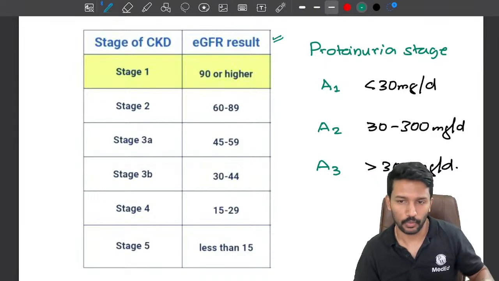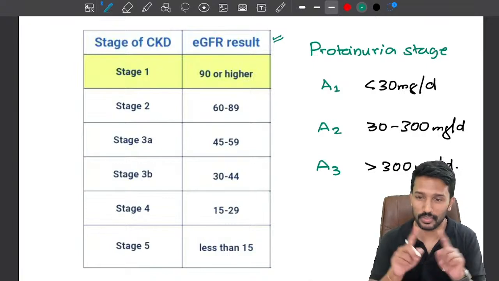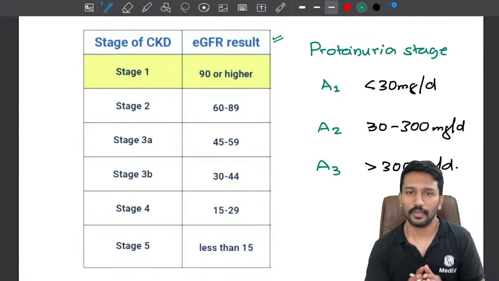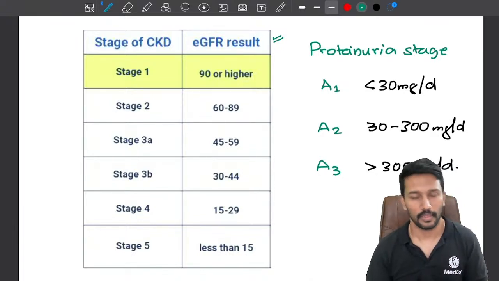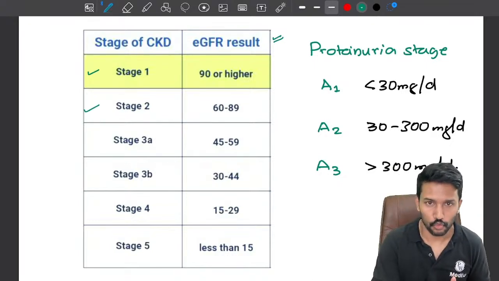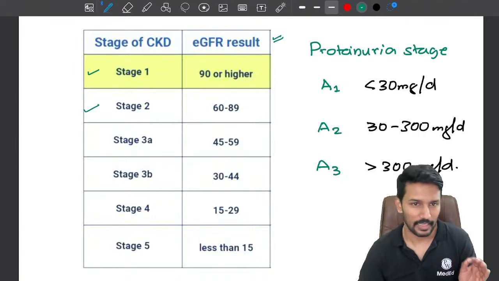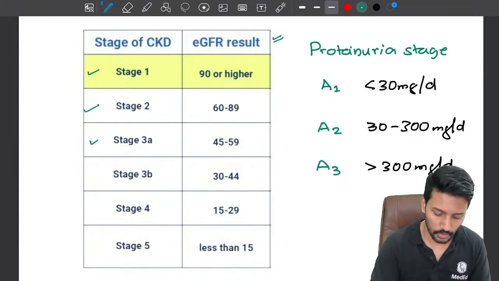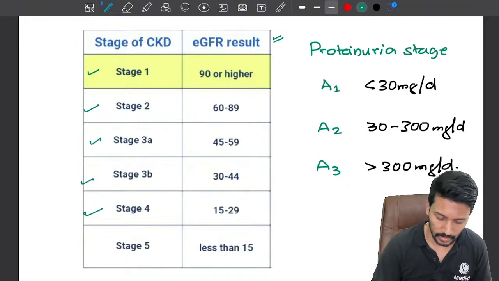Looking at the estimated GFR, tomorrow we will learn how to calculate the GFR from the Cockcroft-Gault formula. So tomorrow's session I am keeping only for those table based questions and formula based questions. Okay. So estimated GFR, normal GFR is 90 to 120. If the GFR is more than 90, then we will call it stage 1. 60 to 90, that is stage 2. 45 to 59, that means 45 to 60, is stage 3A, and 30 to 44 is stage 3B. Stage 4 is when you have 15 to 29, and when it is less than 15 it will be called stage 5.